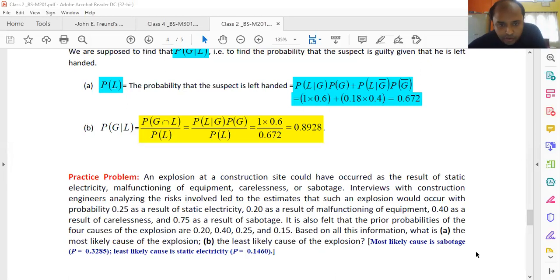Yeah, so you have done it correctly. The most likely cause is sabotage with 0.328, and the least likely cause is static electricity. This is not really an engineering problem. It's a problem where you are the investigative officer. You are collecting things. You are engineers, so you know what can be the cause of explosions in this type of situation.